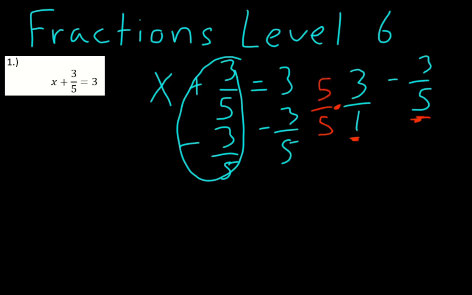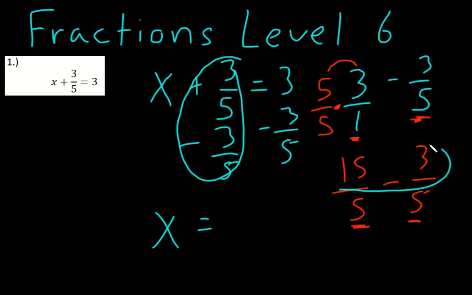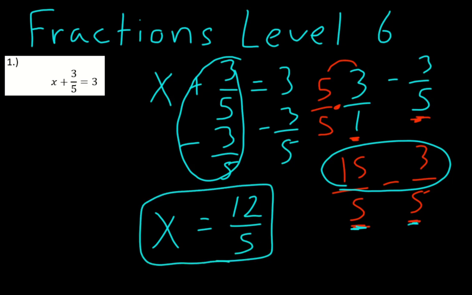Okay, so we do top times top. 5 times 3 is 15. Bottom times bottom. 5 times 1 is 5 minus 3 over 5. And now, because I have a common denominator, I can actually subtract them. So what we get is our final answer is x is equal to, I subtract across the top, 15 minus 3 is 12. And remember, your denominators, when you're adding and subtracting, they stay the same. And there we've done it. Ta-da! All right, let's go ahead and look at our second example.